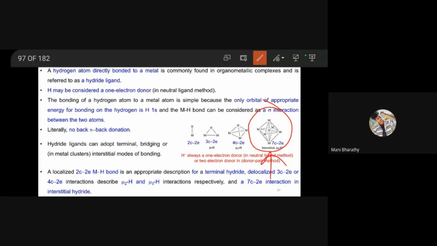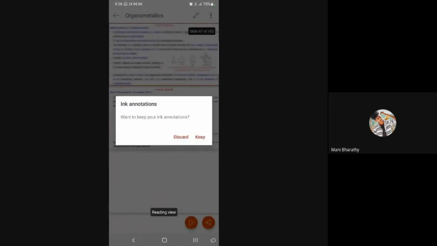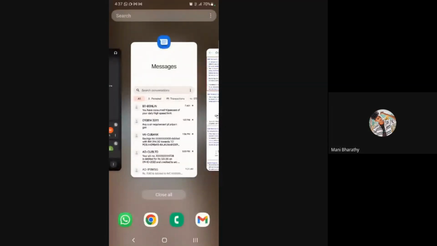Okay, so maybe next week we could complete the organometallics, the basics, the fundamentals. Then we'll go for the reaction mechanism and all other stuff. Okay, so I will stop here.